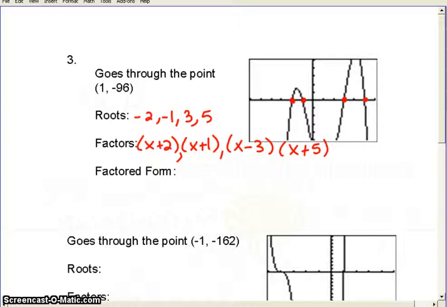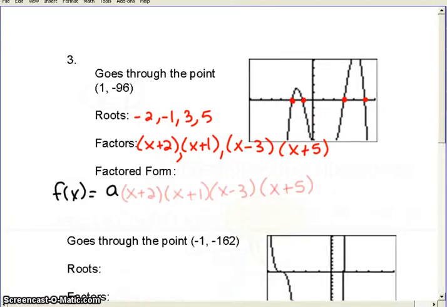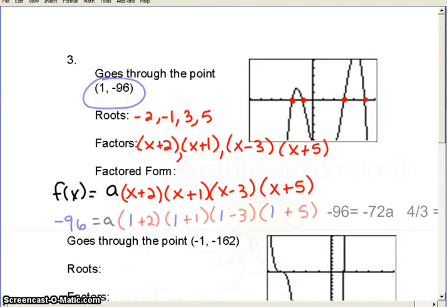Okay, and then to write it in factored form, we're actually going to have to solve for a. We're going to need to figure out what a is, and how we're going to do that is we're going to use the point that's on the graph. So we'll start with the factors, then plug in the point, 1 for all the x's, and -96 for the y value, the f of x.